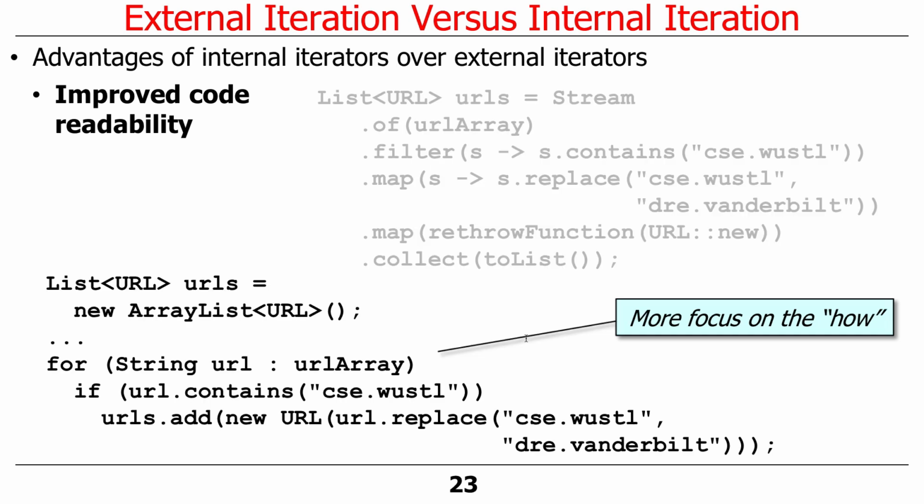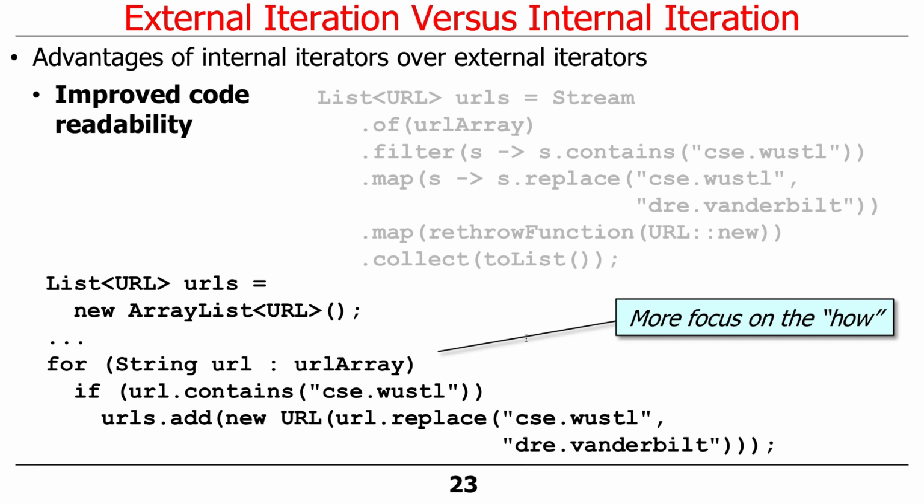Conversely, here's the same code using a traditional for-each loop, where we make ourselves a new empty array list, and then we externally iterate through that array using a for loop. We have an if statement: if the URL contains this substring, then make a new URL where we replace the old one with the new one, and we add it to the end of the URL list, and so on. And this is a lot more about the how, right? So we're explicitly saying how we're iterating through the list of URLs.